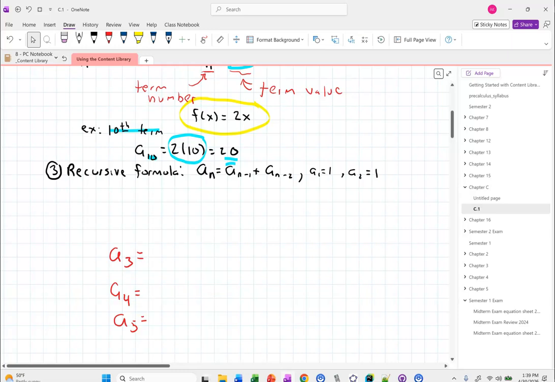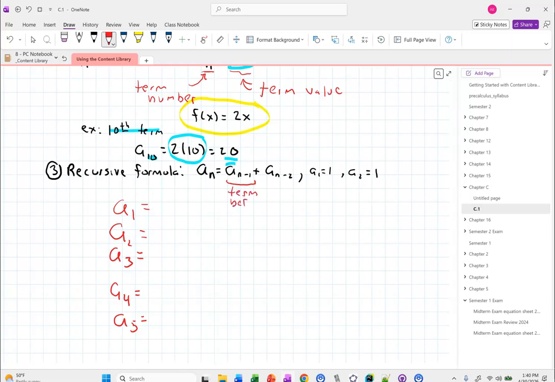Okay. The third way that we can represent a sequence is with something called a recursive formula. We call it a recursive formula because it's built on using our previous results. It works recursively. So for example, say we have the recursive formula a sub n equals a sub n minus 1. I would think about that just as the term before, one term before. A sub n minus 2 is two terms before.